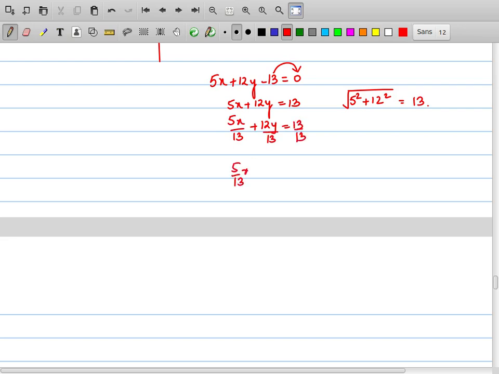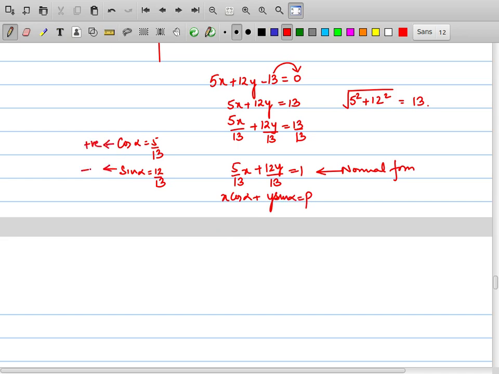5 by 13 x plus 12 by 13 y equals 1. Now, this is your normal form, because the right hand side has become positive and the sum of squares of the coefficients of x and y is 1. Now, what is cos alpha? Cos alpha is 5 by 13. What is sin alpha? Sin alpha is 12 by 13, because we have converted this into normal form. We can compare P, sin alpha and cos alpha. Now cos alpha is positive and sin alpha is also positive.